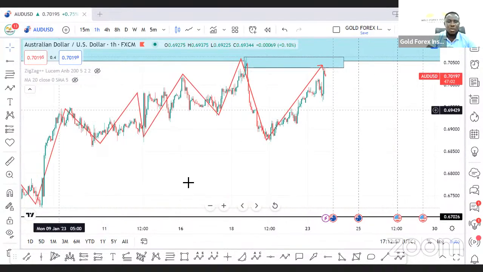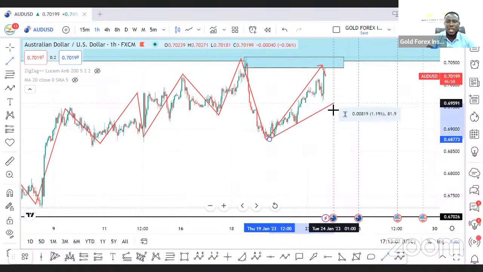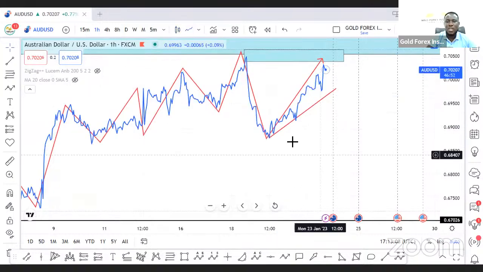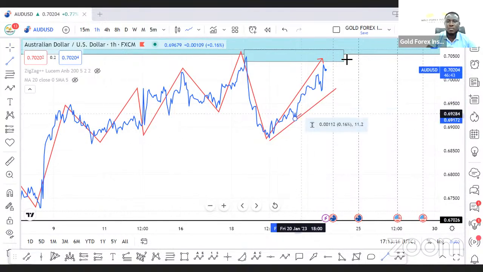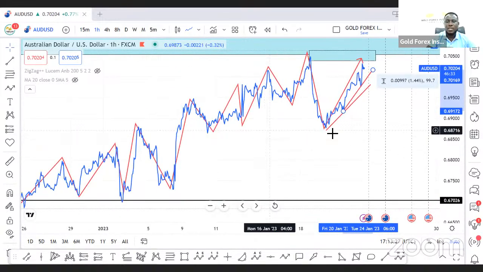If you want more confirmation, you can also draw your lines. Now, when you are drawing a line, make sure you change it to line chart. You can change it to line chart to get a perfect view. Okay, so either you can wait for it to break here and you join the sell.